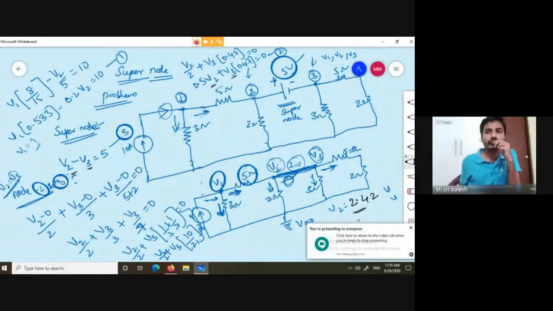Okay. What is the V2 value? 2.42. And what is the V3 value after solving these two equations, 2 and 3 equations? What is the V3 value?